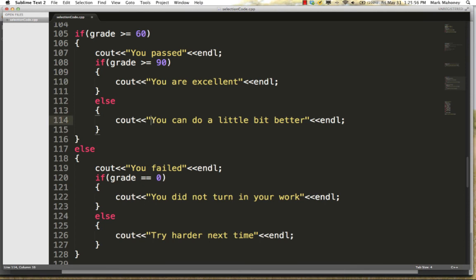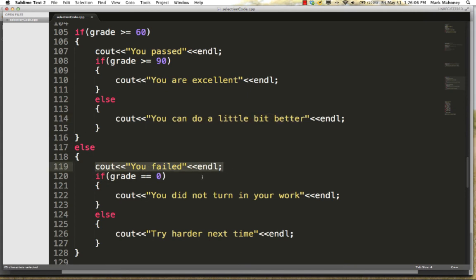Otherwise, we tell them, although you passed, you can still do a little better. If the grade was not passing, then the flow of control would have jumped in this block and we would have said you failed. But now we do a check to see, well, did they even attempt? Did they turn anything in? If the grade is equal to 0, we say, well, you didn't even turn anything in. If this is not true, what that means is they did turn something in, it was just really bad. So try harder next time.